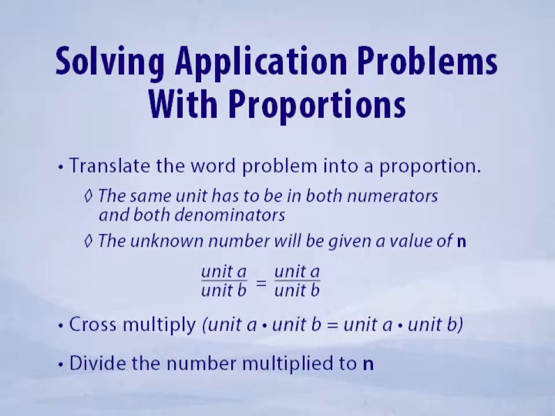So for example, you have unit A in the numerator on the left. You also have unit A in the numerator on the right. Denominators are the same, unit B on the left and unit B on the right. Remember, you have to have equality in the middle of proportions. Once the proportion is set up, you're going to cross multiply, and then lastly we'll divide by the number multiplied to the n.